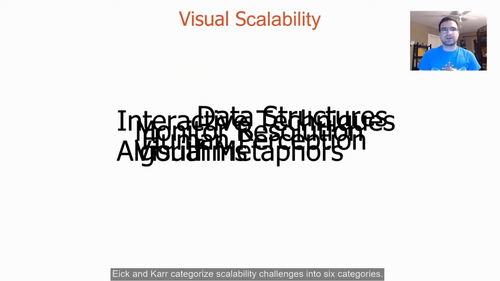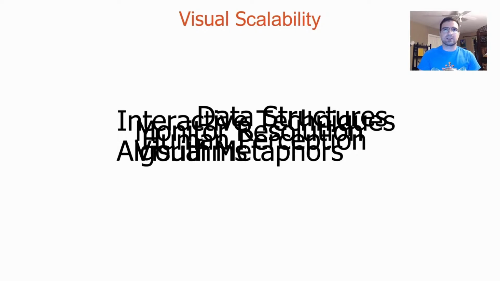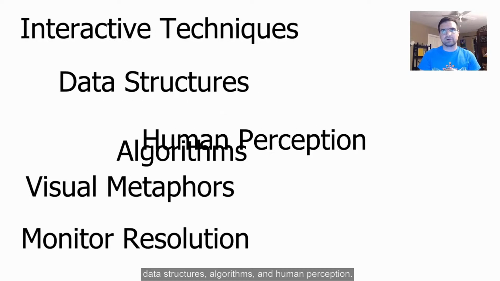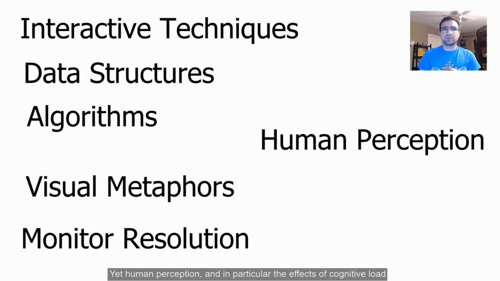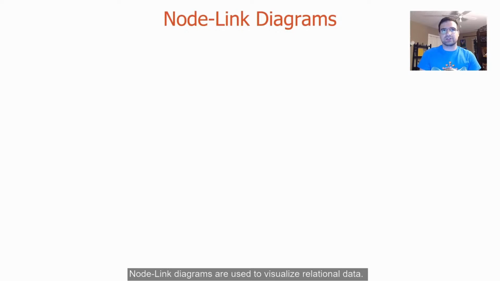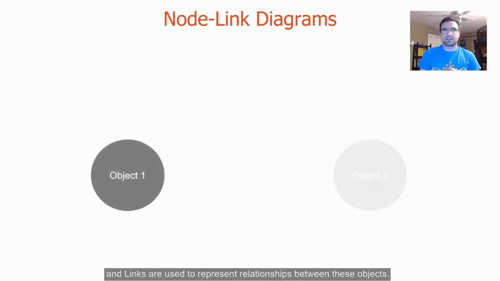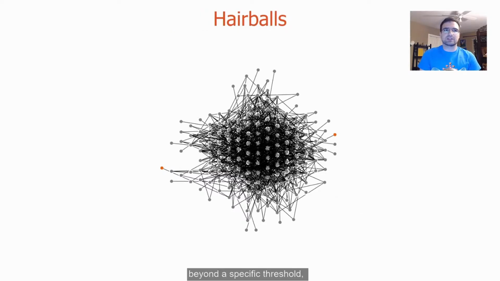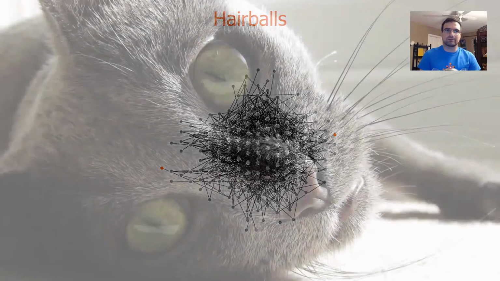I can categorize scalability challenges into 6 categories: monitor resolution, visual metaphors, interactive techniques, data structures, algorithms, and human perception. Yet human perception, and in particular the effects of cognitive load, is understudied in graph visualization. Node link diagrams are used to visualize relational data. Nodes are used to represent objects, and links are used to represent relationships between these objects. Similar to other visualizations, beyond a specific threshold, node link diagrams become unreadable and resemble hairballs.